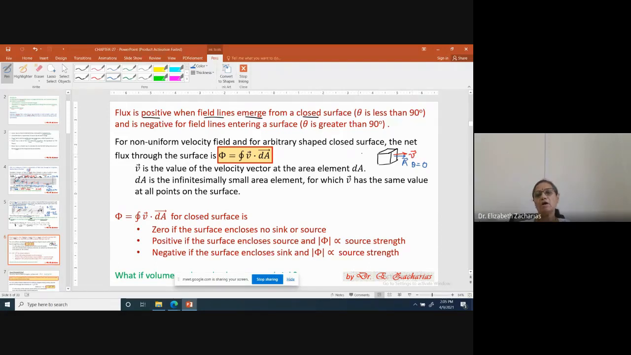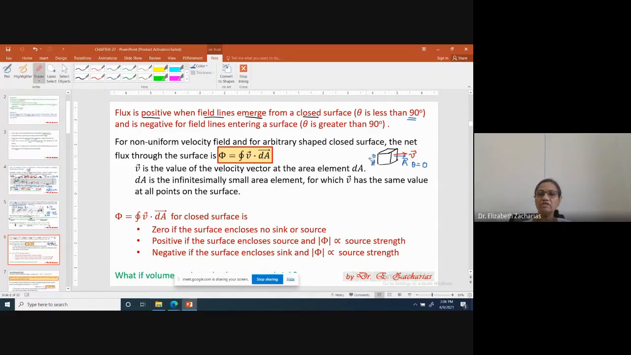Okay, or let me even take a surface like this. Here also, the area is this, and then my velocity is this, theta is this. So whenever my theta is less than 90, 0 to 90, then flux will be positive. And in all such cases, field lines will be coming out of the closed surface. So here is my closed surface and the field line will be emerging. It will be coming out.